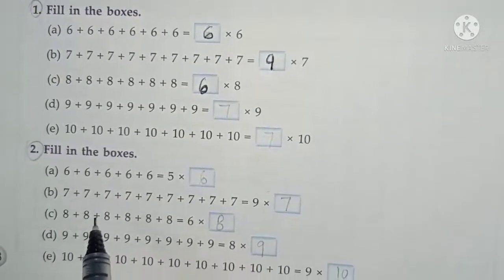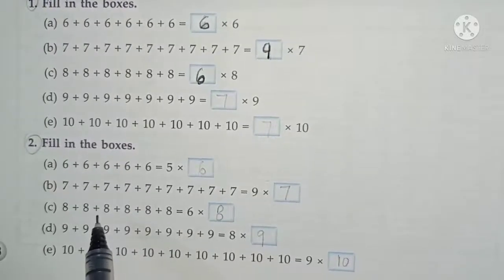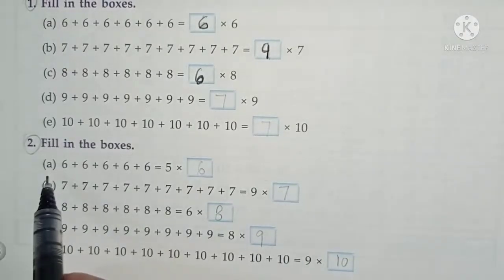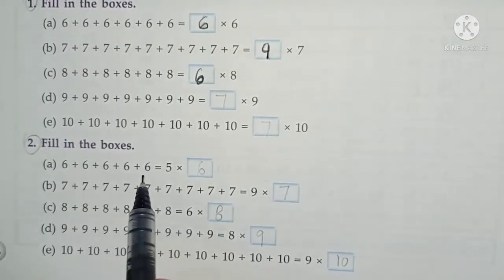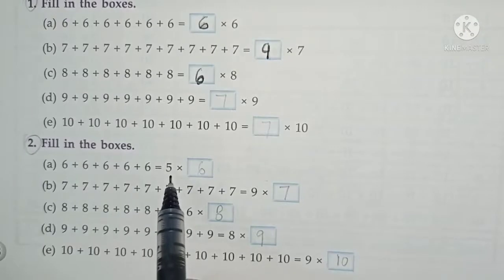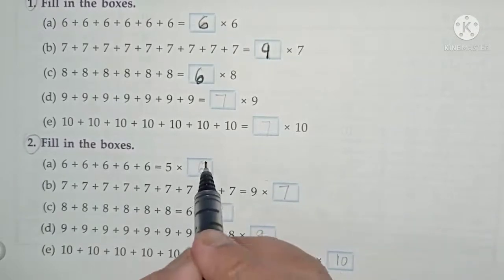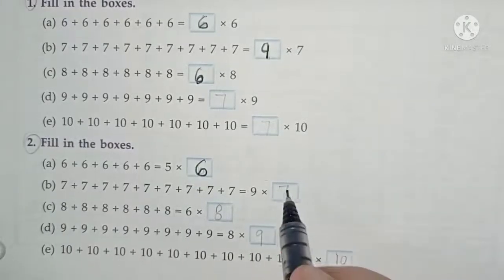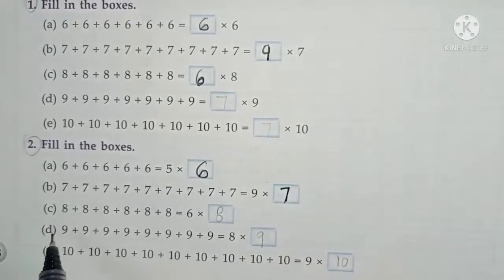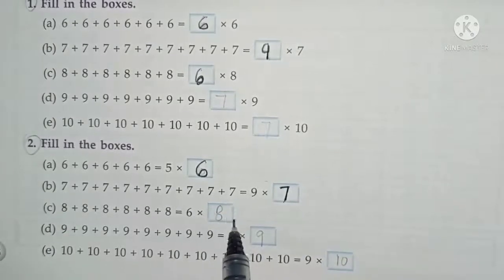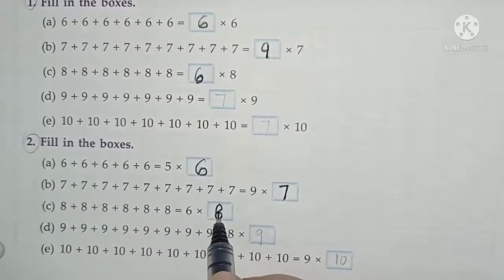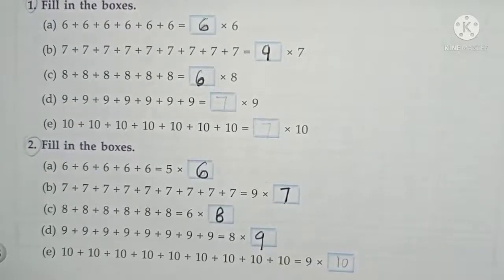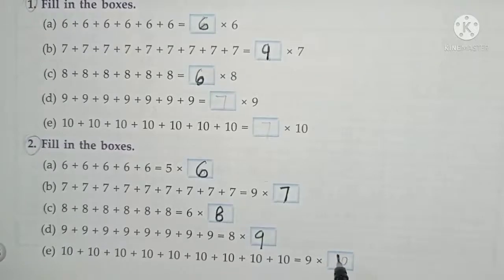Now check out the answers of question number 2, which is fill in the boxes. Here we have to write which number we are adding and how many times it is written over there. So as per the A part, this is the addition of 6. How many times? 5 times. So it is 5 times 6. Then in the B part, it is 9 times 7. In the C part, it is 6 times 8. In the D part, it is 8 times 9. And in the E part, it is 9 times 10.